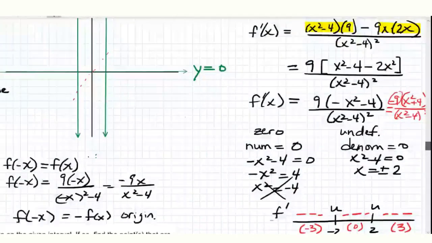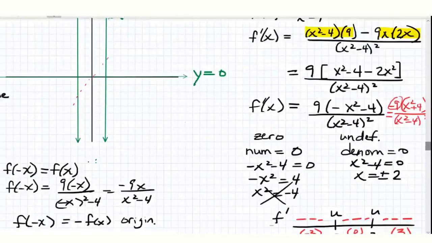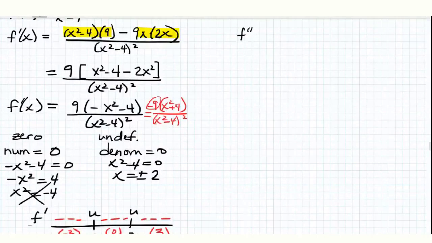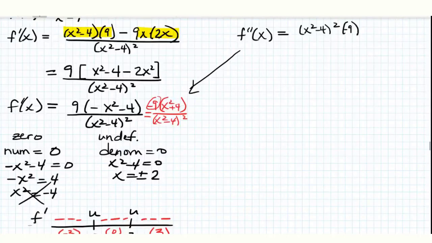All right, so now let's analyze the second derivative, f double prime of x. We're going to have to take the derivative of f prime. So we're looking at this guy over here, and we're going to have to use the quotient rule. So we're going to take the bottom, which is x squared minus 4 squared, and multiply that times the derivative of the top. For the derivative of the top, the negative 9 stays the same, and the derivative of x squared is 2x. The derivative of 4 is 0.